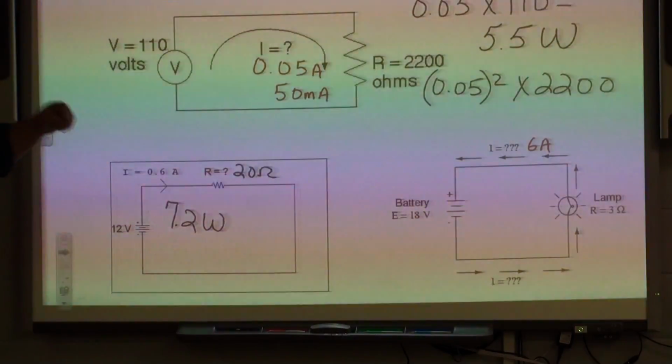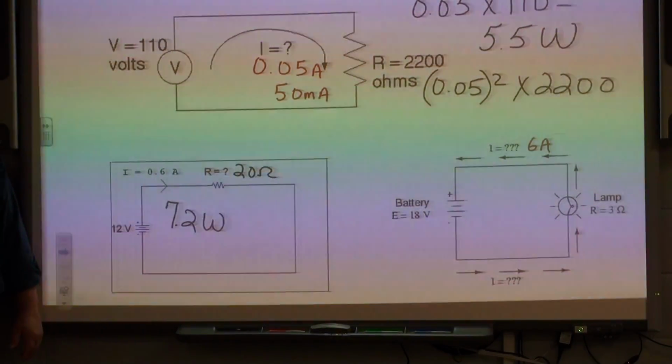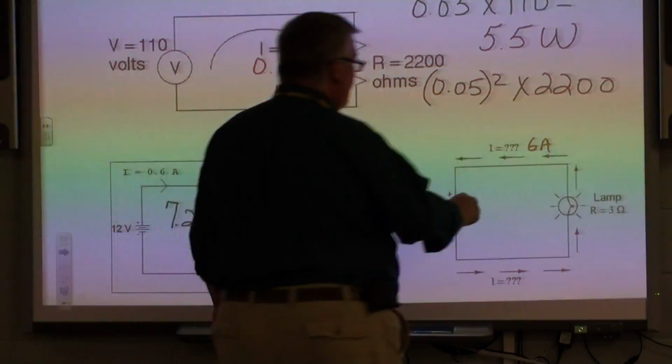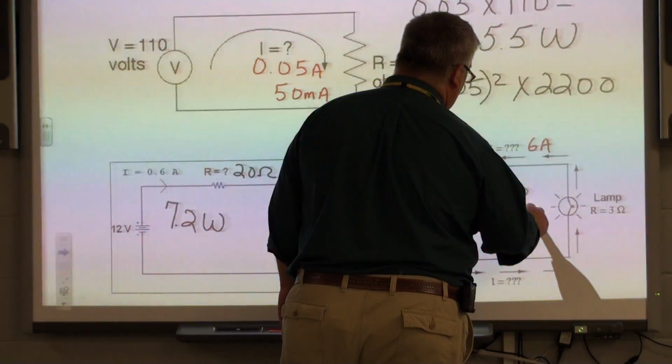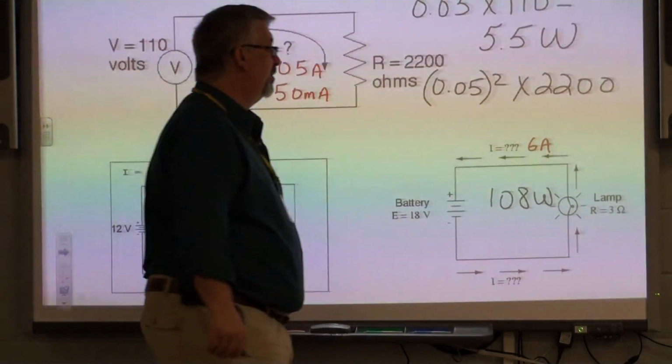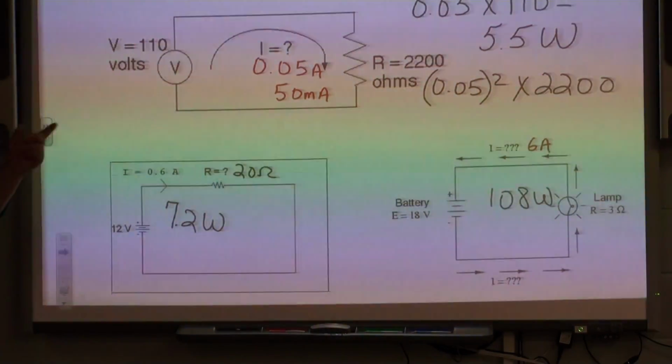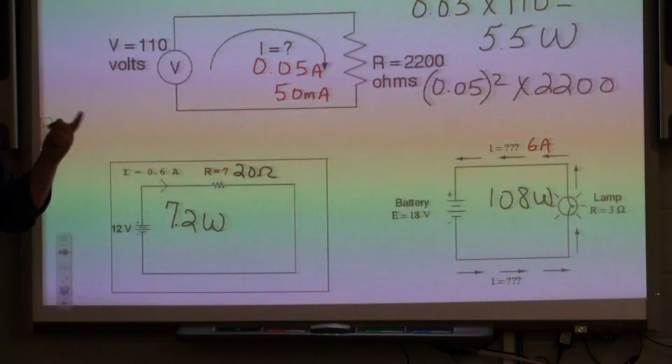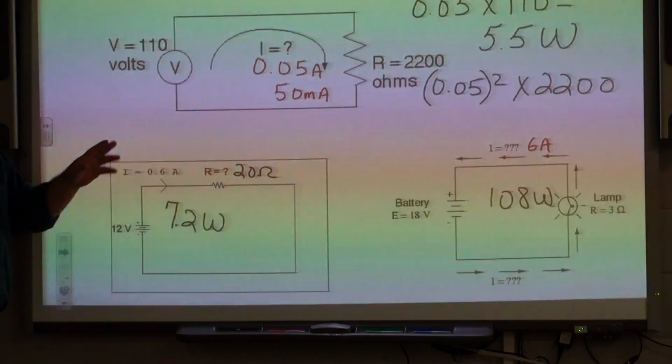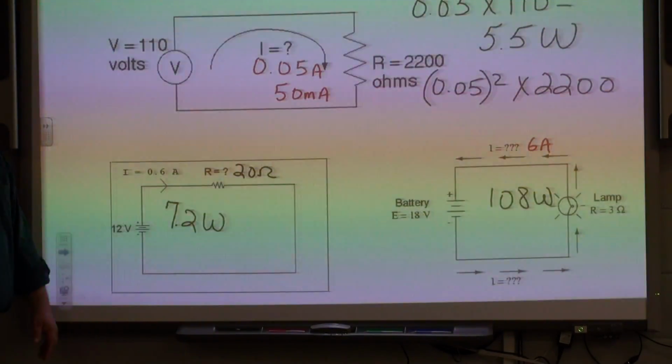All right, I times E here. 6 times 18, 108. 108 watts. So that actually gets into about what a 100-watt light bulb would be. It'd be about 3 ohms, if it were 18 volts. So if you've got a 50-watt bulb across 12 volts, that tells you a little bit about what kind of load you would be seeing.